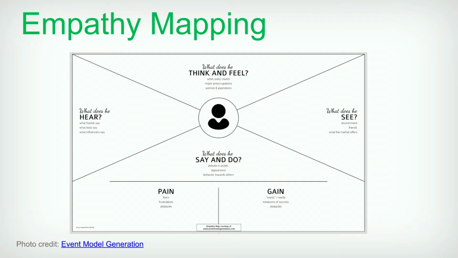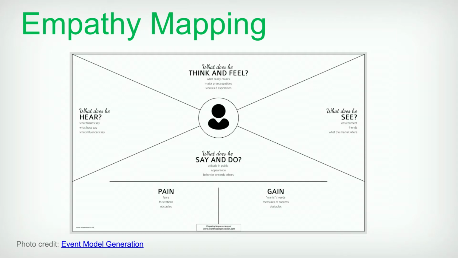What does the person think, or how do they feel? What really matters to them? What are their major preoccupations? What are their worries and aspirations? And then, what does that person see? What are the things in their environment that influence them? What competitors are they seeing? And what are they seeing their friends and coworkers do?